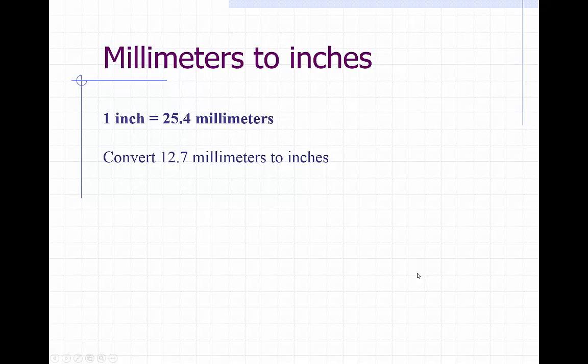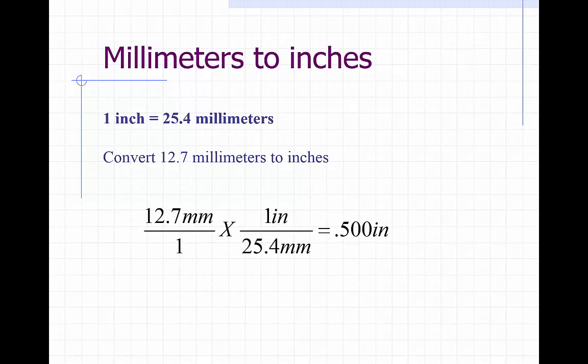Let's try that again. Here we have 12.7 millimeters to inches. We know our conversion factor, 1 inch equals 25.4 millimeters. We're going to put that in our fraction form. If you use this fraction formula, you'll get comfortable with it, and you can convert any unit as long as you know the conversion factor.